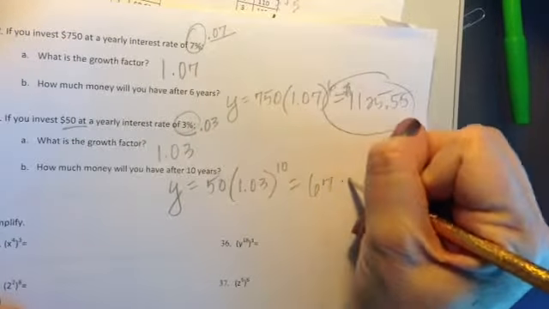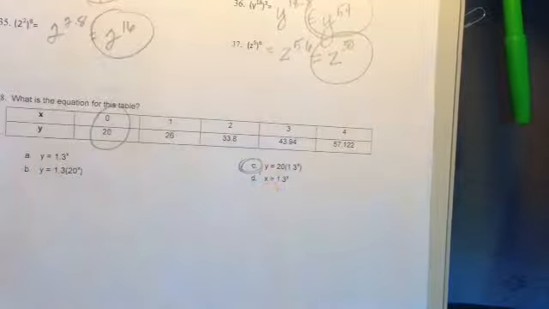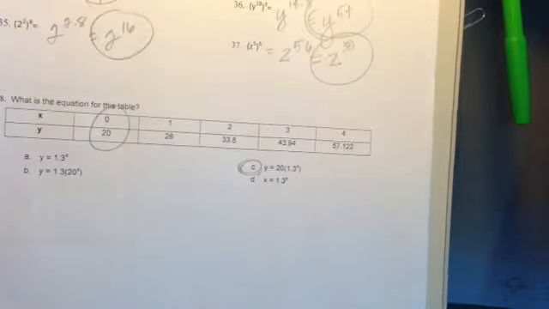The equation for the table in number 38, first of all, I know the starting value is 20. And actually, knowing that it starts at 20 makes me think that C is the correct answer. I'm going to just check that my growth factor is that 1.3 that I see in the equation. 57.122 divided by 43.94. Yep, when I divided that, I'm seeing that's 1.3. I'm just going to check another one. 43.94 divided by 33.8. Sure is. Letter C. There you go.